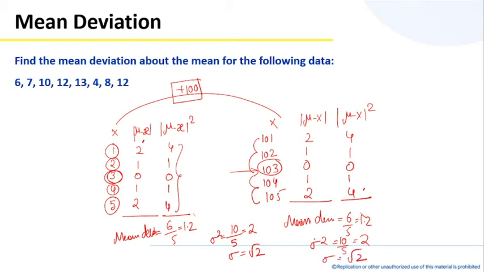Now, one of the key observations: the mean deviation and standard deviation remain the same even if I'm adding a particular constant like 100, or for that matter even 1000 or 1 lakh, because the mean deviation and standard deviation are measuring the spread across the data. How far the data is spreading from the mean. So they measure the dispersion of the data.